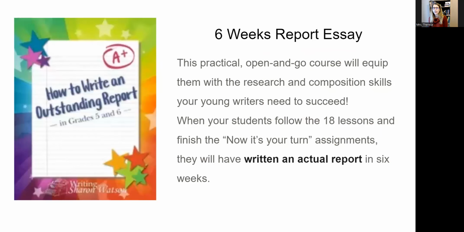And in the report writing, they will actually end up writing one report over 6 weeks. Now, 6 weeks is a very long time to write one essay. And we take it slowly and carefully, step by step. So you never have to worry what's coming next. The report book is actually written directly to students, and it's open and go. It doesn't require any prep on your student's part or on your part. And all the feedback, all the grading for this entire program is included, and you will receive a report at the end, so you can use that for your homeschool reporting.